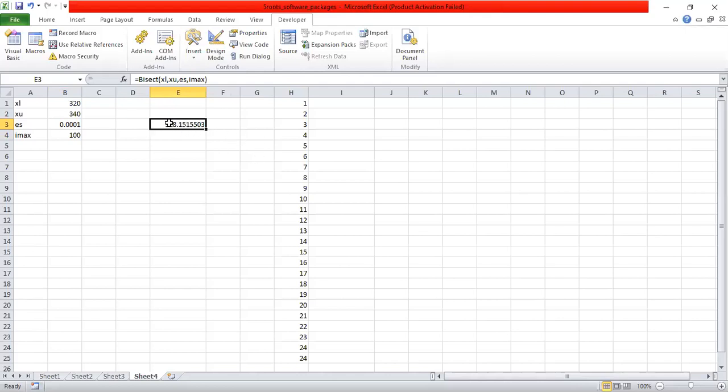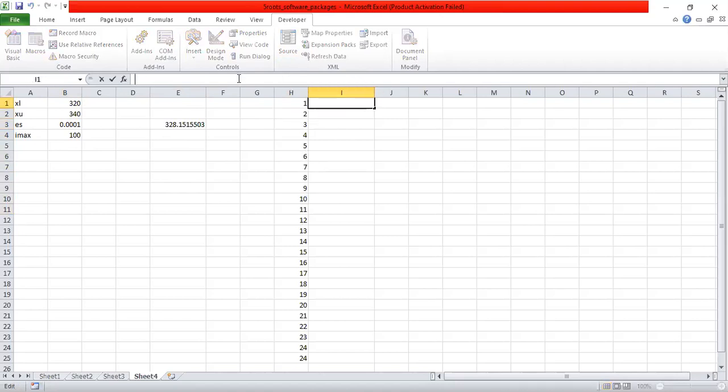If we want to know at which iteration we got this value, remember we specified 100 iterations. But I'm sure Excel did not get to the 100th iteration, because we said let the estimated error be less than 0.01 or the maximum number of iterations be 100. So let's look at the iterations Excel VBA went through in order to get to this particular value.